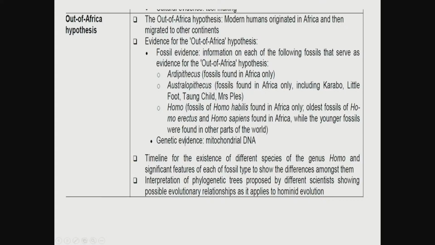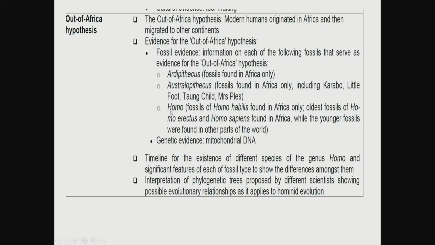So when you explain Australopithecus, why do the fossils of Australopithecus contribute to the out of Africa hypothesis? It is because they are only found in Africa, and the names are Karabo, Littlefoot, Taung Child, and Mrs. Ples. Now it's Taung Child, not Taung Baby. It's Littlefoot, not small feet. It's Mrs. Ples, not Mr. Ples. So just a few things that you must attend to when you're discussing the Australopithecus.